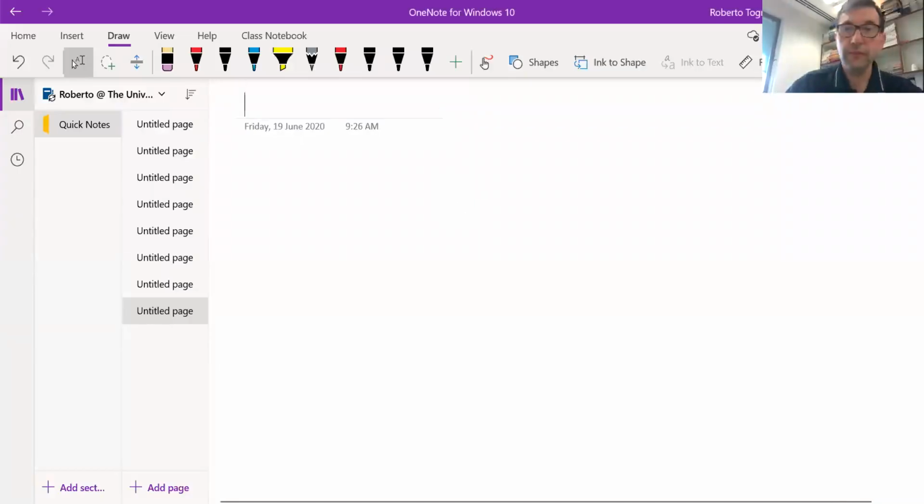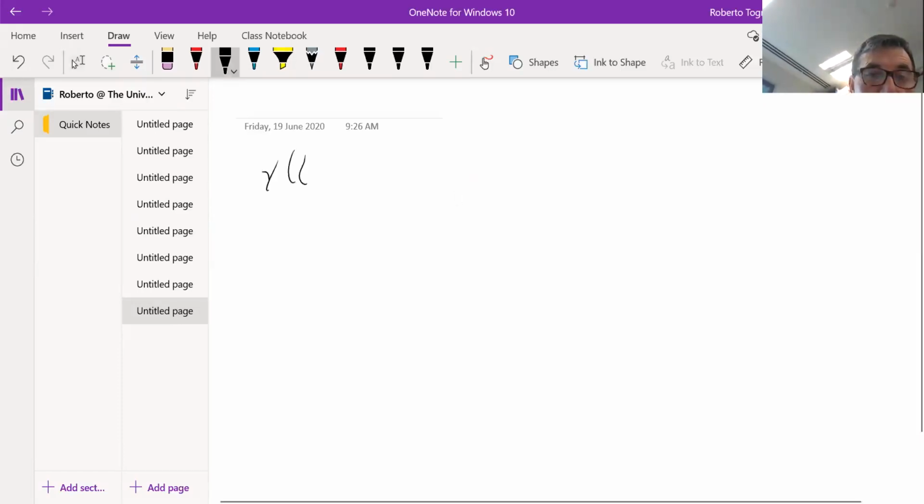Okay, I'll share my OneNote screen. So this is a bit complicated. I've never actually done this in usual lectures because it takes a bit of time to write it out on my OneNote.